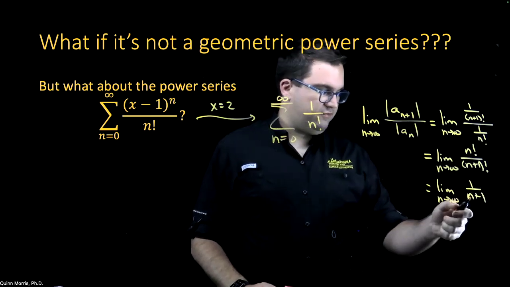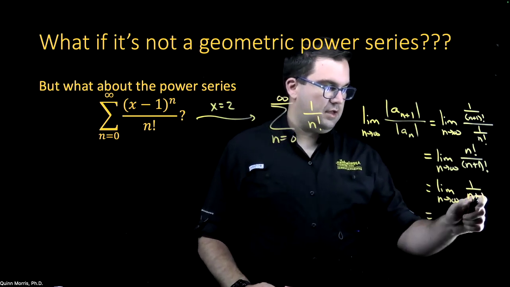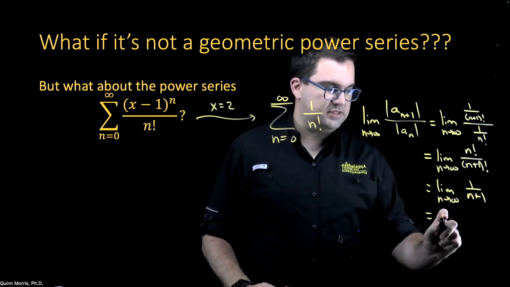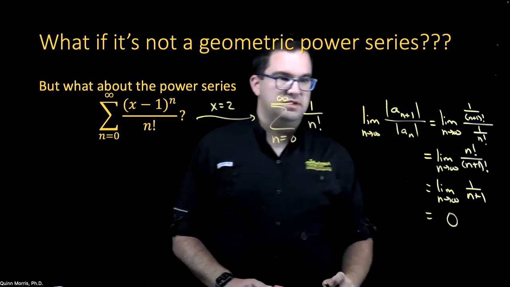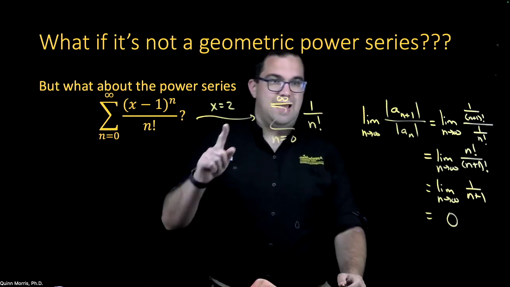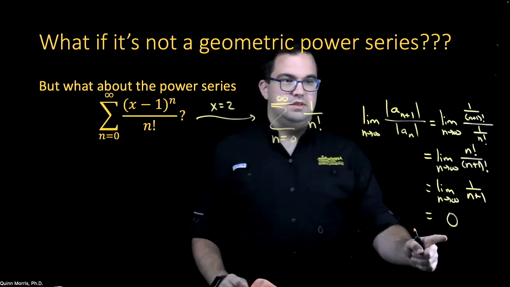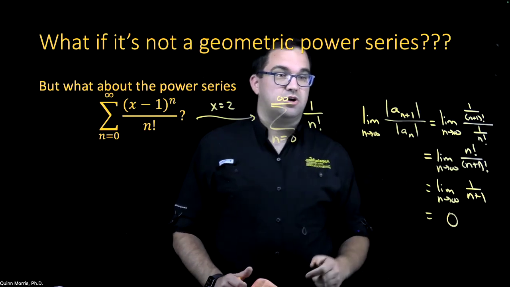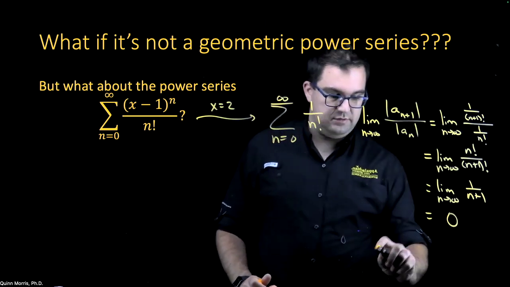And now as n goes to infinity, this denominator is going to go to infinity. Top is fixed at 1. So this limit will be 0. And so we would say, well, when x is equal to 2, this limit is less than 1. So the series converges by the ratio test.